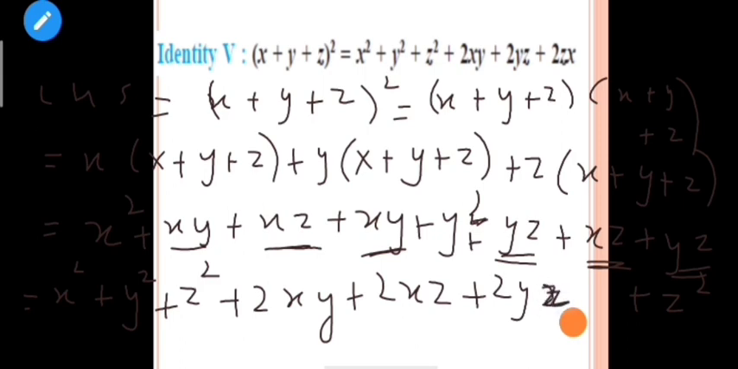Very simple. You can see that we have got the RHS here, so I can write that LHS is equal to RHS. Very simple. This is how we have proved this identity.